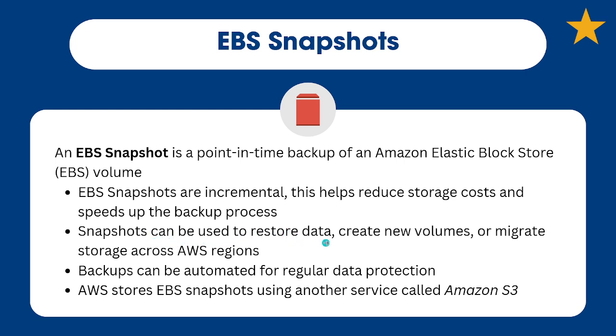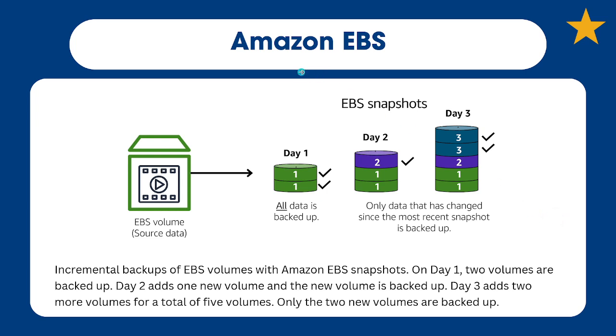They can be used to restore data, create new volumes, or migrate storage across AWS regions. Remember, you can transfer block storage between instances. You can automate these backups and snapshots to make sure that your data is always fresh and synced up. And in case of a failure, you can always pull back a previous version. The place that stores EBS snapshots is actually called Amazon S3, and that's going to be one of the big focuses of this lesson. But before we get to Amazon S3, let's take a look at this diagram on EBS.